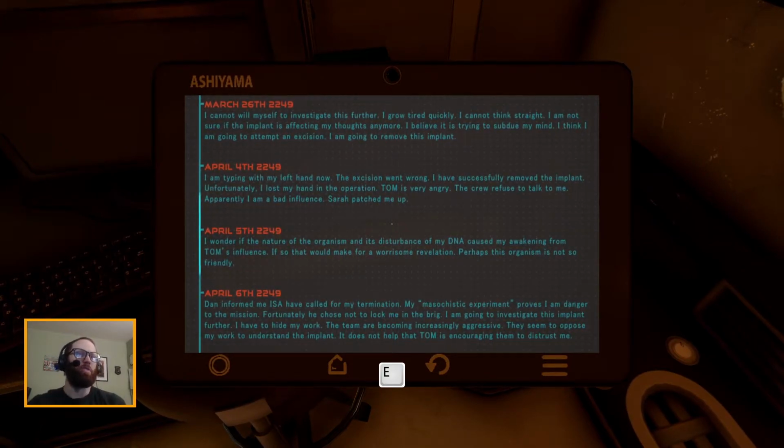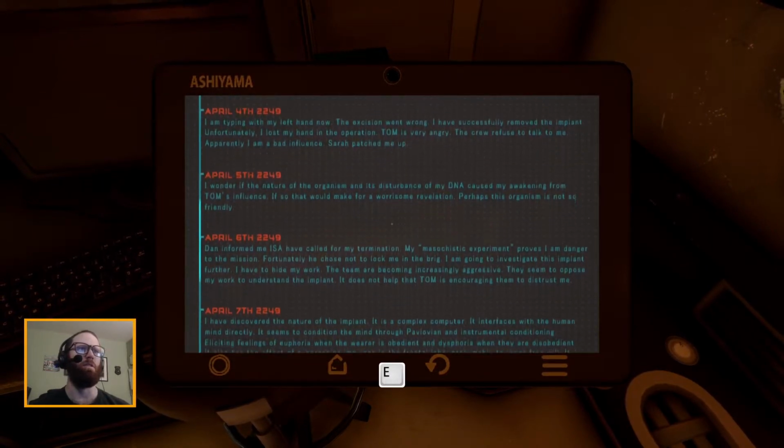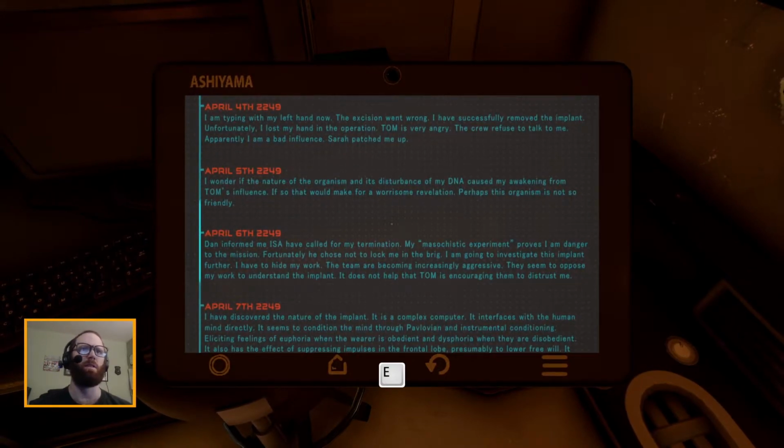I wonder if the nature of the organism and its disturbance of my DNA caused my awakening from Tom's influence. If so, that would make for a worrisome revelation. Perhaps this organism is not so friendly. Dan informed me ISA have called for my termination. Oh, dear. This is April 6th. My masochistic experiment proves I am a danger to the mission. Fortunately, he chose not to lock me in the brig.